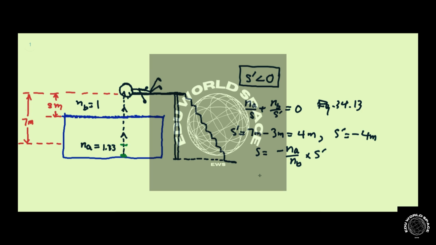Okay, so all that's left to do is plug in the numbers. So we have minus 1.33 over 1 times minus 4 meters, and this gives us 5.32 meters.